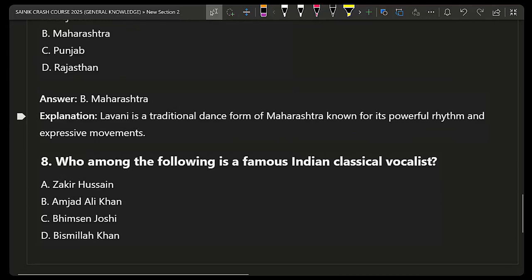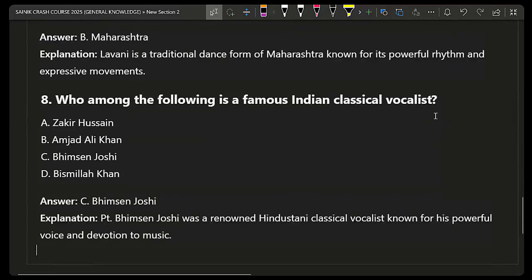Six students gave the correct answer, and it is Bhimsen Joshi. Pandit Bhimsen Joshi was a renowned Hindustani classical vocalist known for his powerful voice and devotion to music. So that's called vocals.